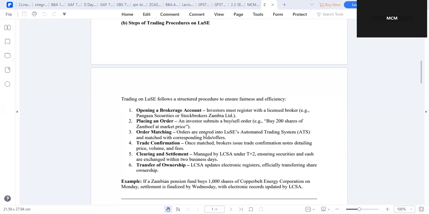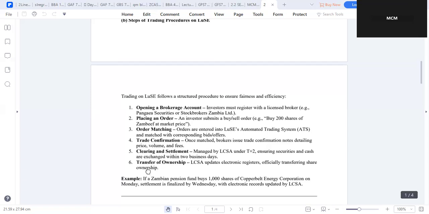Then trade confirmation. Once it is matched, a broker issues confirmation notes detailing the price, volume and fees involved. Clearing and settlement. This one is managed under a different umbrella using the T plus two requirements, to ensure that securities and cash are exchanged within 2 business days. Transfer of ownership. The Exchange Commission will update these registers and officially transfer the share ownership to the buyer. So these are the steps.